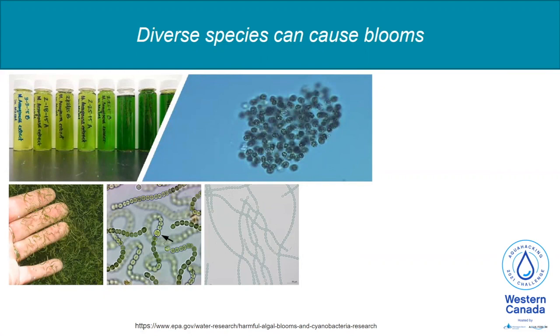And of course, even if they are producing toxins, they're not always at high enough concentrations to impact the health of humans and other animals. So looking at an image and knowing whether a bloom is toxic is impossible. As a result, when we see a bloom for now, we need to assume that it's potentially toxic.